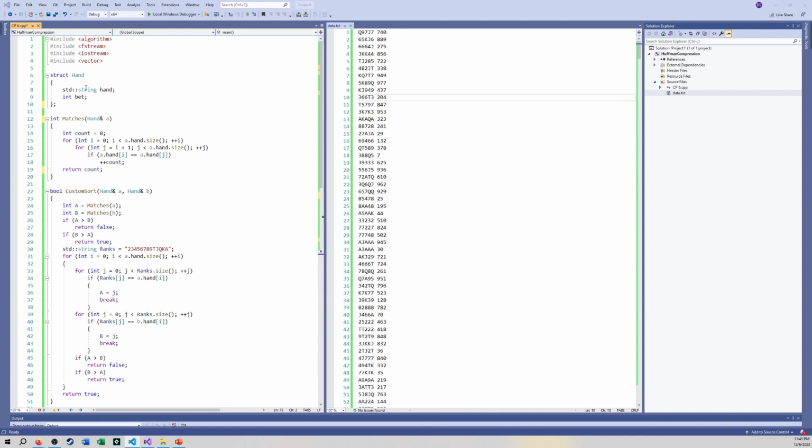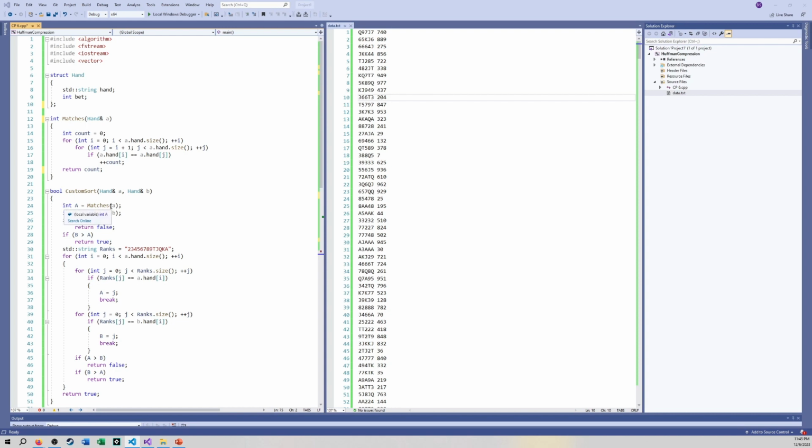So there it is, a bunch of stuff going on here. I'm using a structure for my hand. I have the string itself and the bet. And when I'm going to sort these things, you can see I have a really complicated sort function. It's a little hacky, but it gets the job done here.